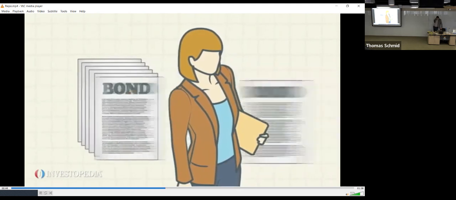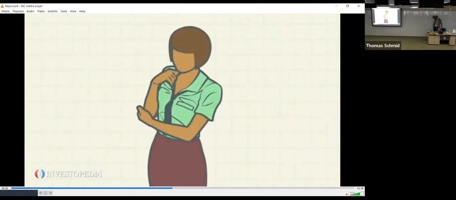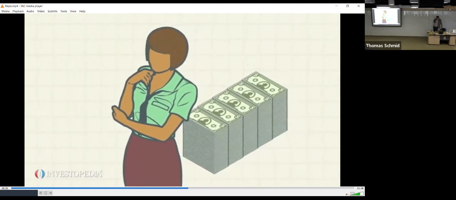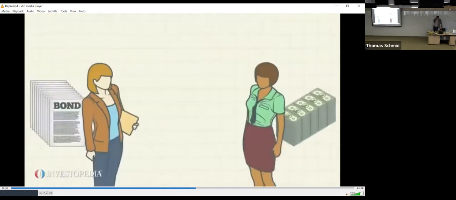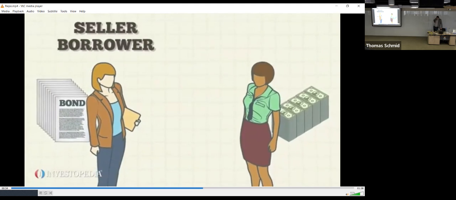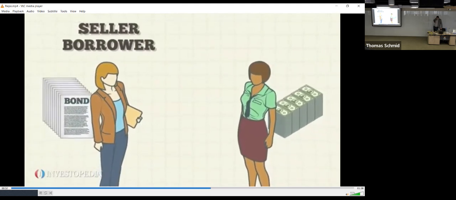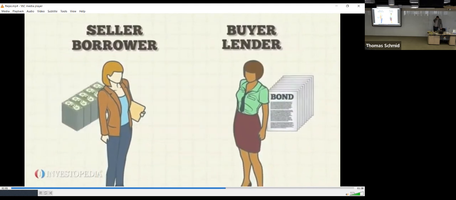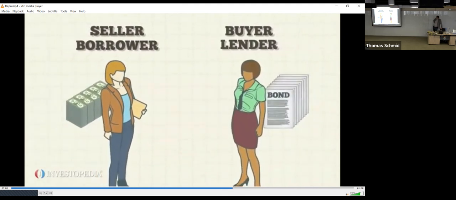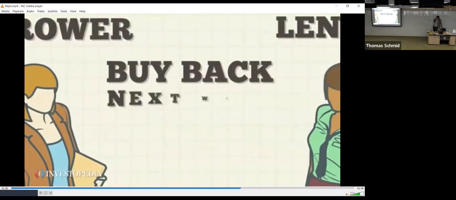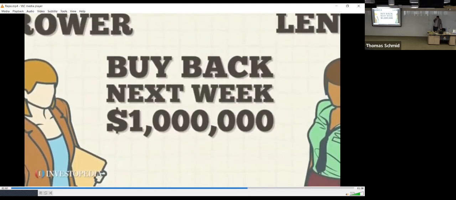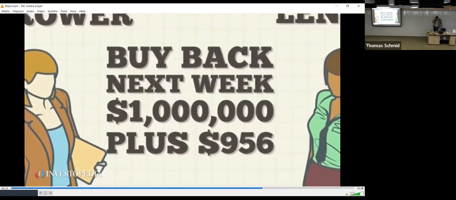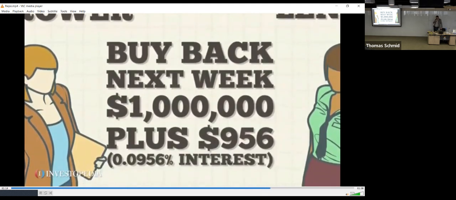Shelley has $1 million in treasury bonds. Lindy has $1 million in excess cash and wants to earn some revenue without tying it up in a long-term investment. Shelley is the seller and borrower in the repurchase agreement. Lindy is the buyer and lender. Shelley agrees to sell the treasury bonds for $1 million, but on the condition that she buys them back from Lindy next week for $1 million plus an additional $956. The $956 is considered the equivalent of interest.